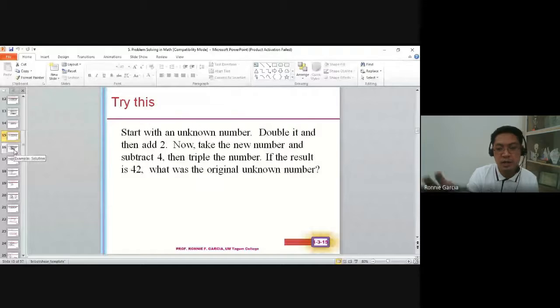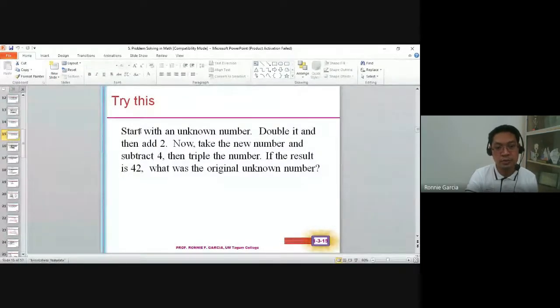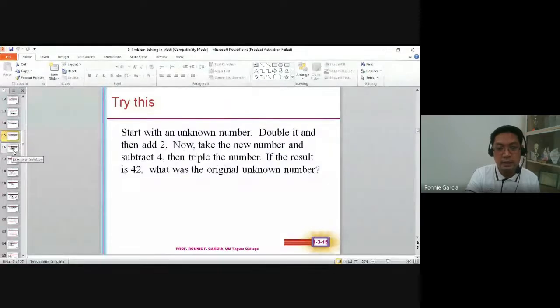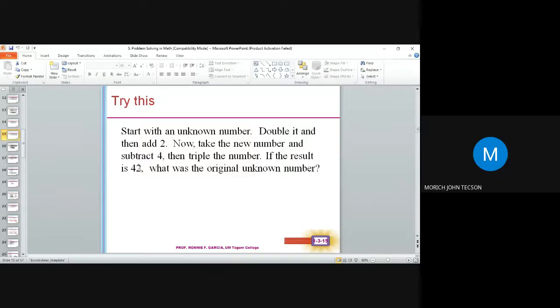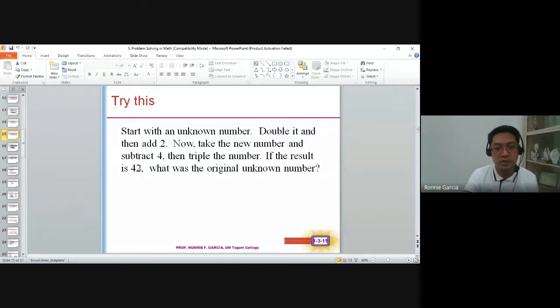So this is working backwards. If you can still remember, mag-backward ka, just like yesterday, mag-start ka sa pinaka last number. So for this problem, ang last number is 42. So what did you do with 42? Instead of triple the number, what is the reverse operation for triple or times 3? Divide. Divide og 3. So what is 42 divided by 3?